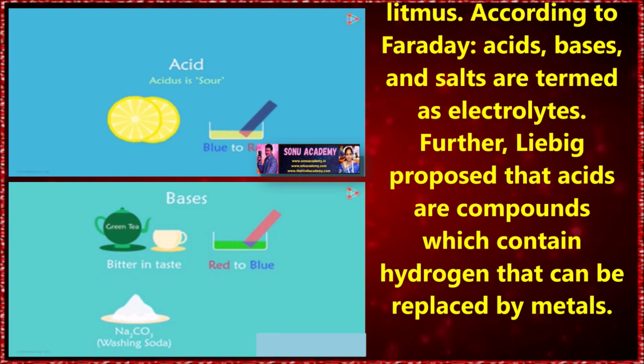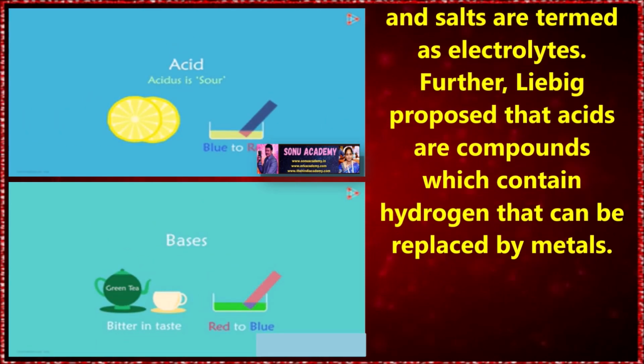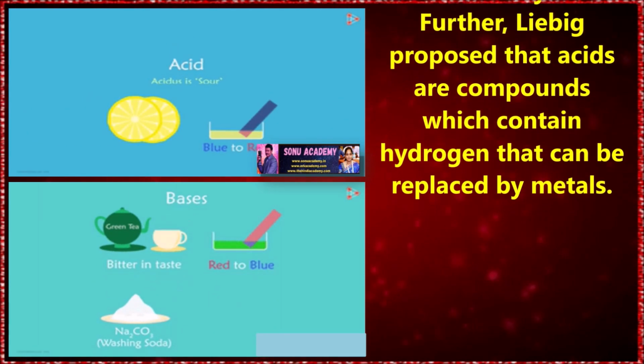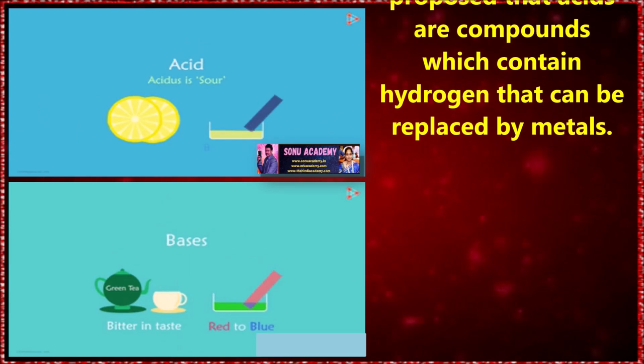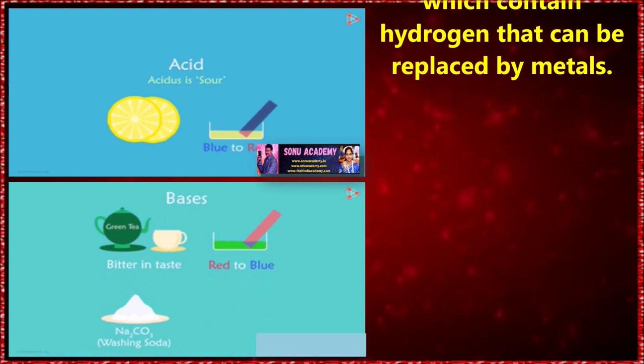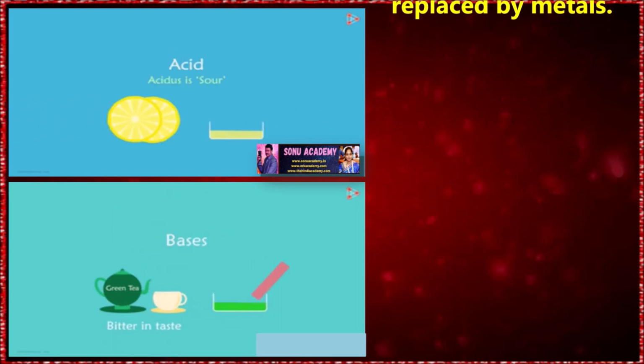According to Faraday, acids, bases and salt solutions are termed electrolytes. Further, Liebig proposed that acids are compounds containing hydrogen that can be replaced by metals.